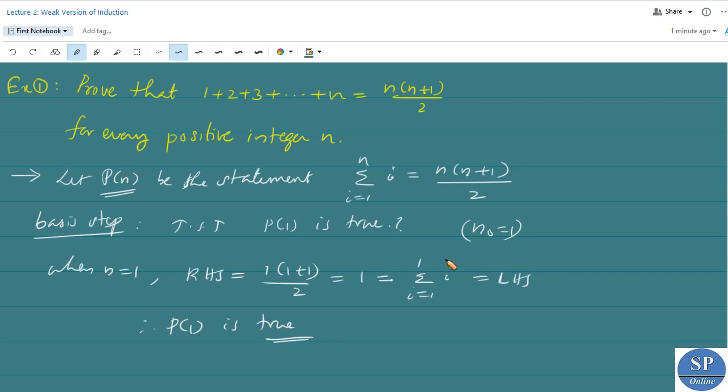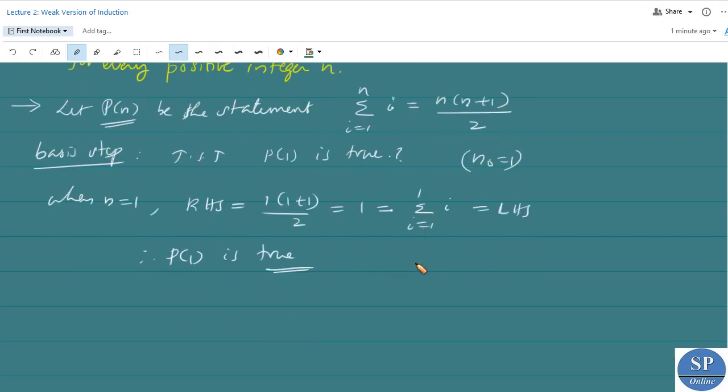Now, the induction step. The induction step is: let k be an arbitrary positive integer.